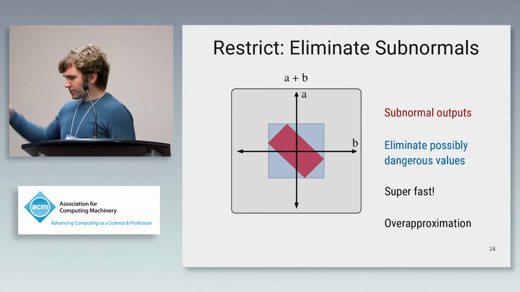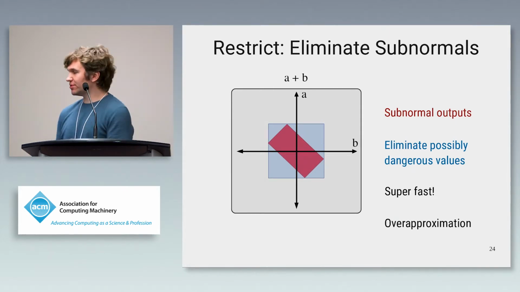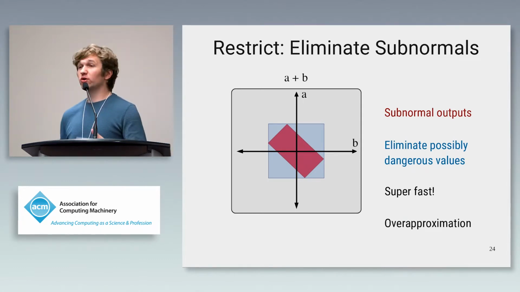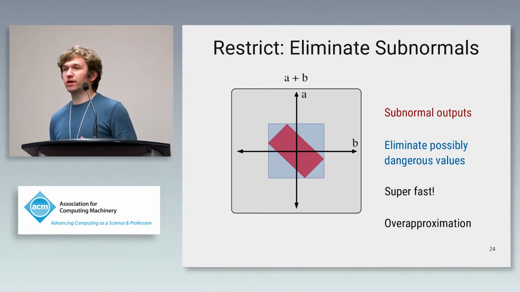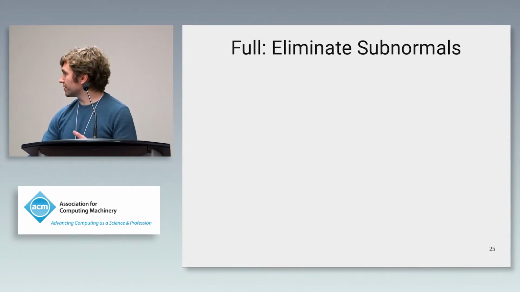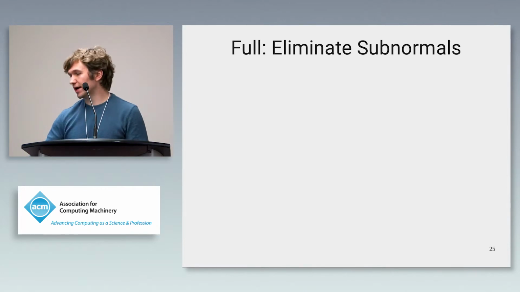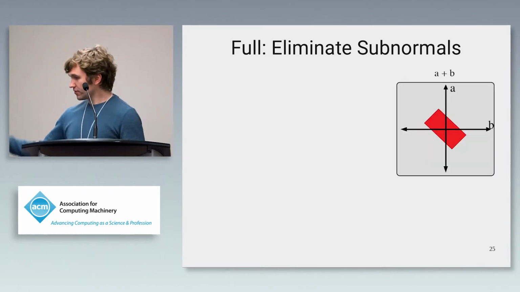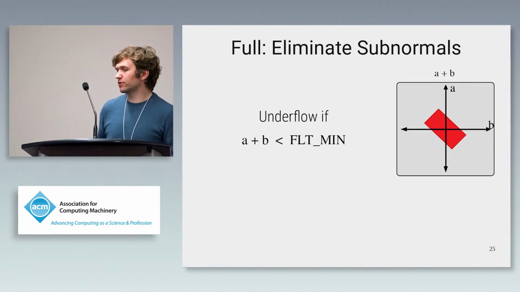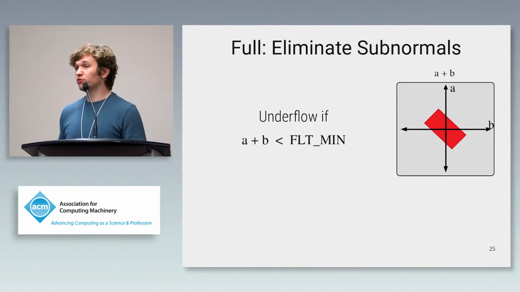And so by doing this, we get speed, but you might be tempted to say, well, why don't we do something a little bit more precise? Maybe I want to use small numbers, not subnormal numbers, but small numbers. And so for that, we do have an alternate method of eliminating them that we call the full range. And so looking at this plot again, the idea is we want to underflow if A plus B is less than float min, the smallest normal floating point number.